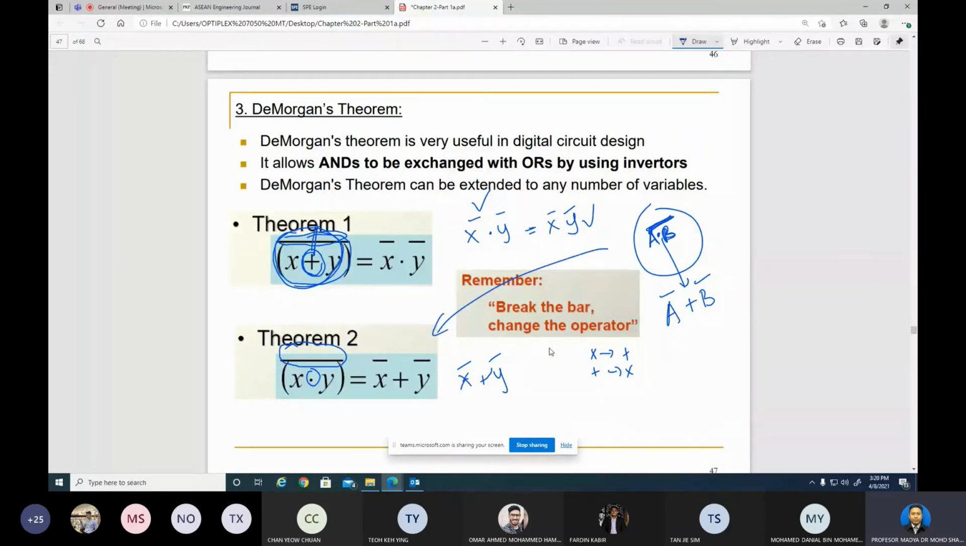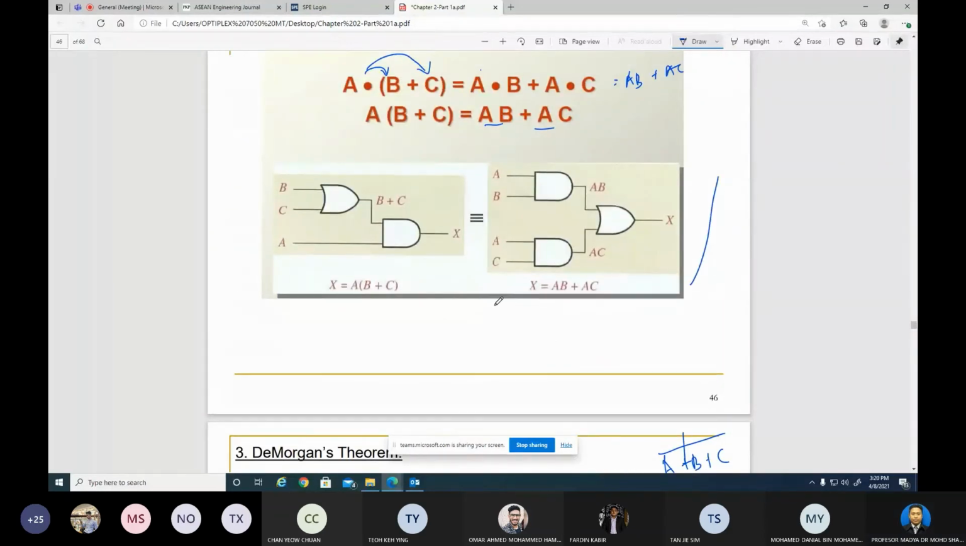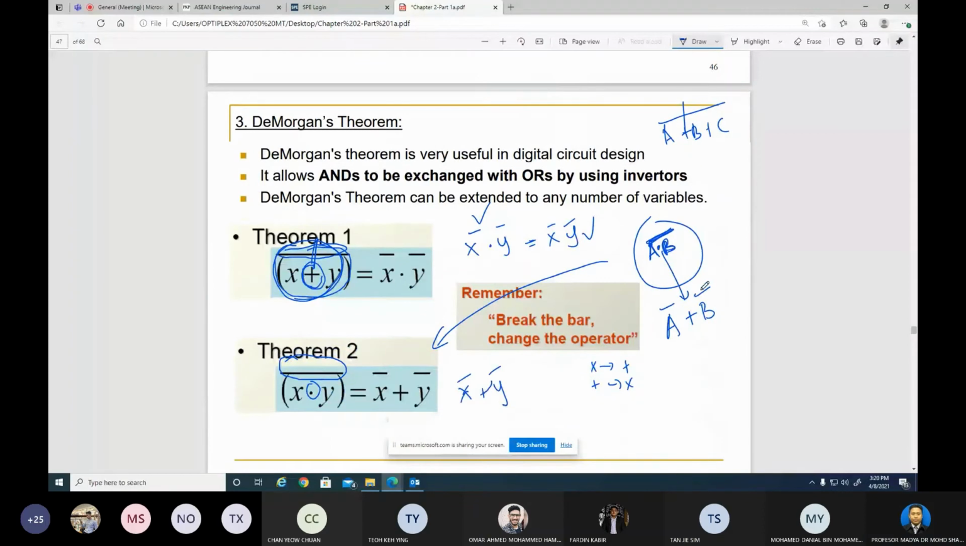Or we have something like this: A plus B plus C, for example, all under a bar. So we can use theorem 1. We have to break the bar and then change the operator. So break the bar, change the operator: A bar, B bar, C bar. The operator here is plus, so we change it to dot, multiplication. So remember this one.